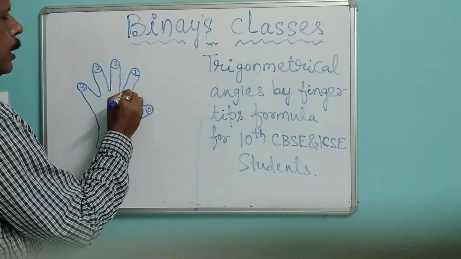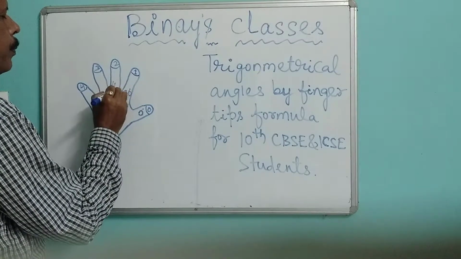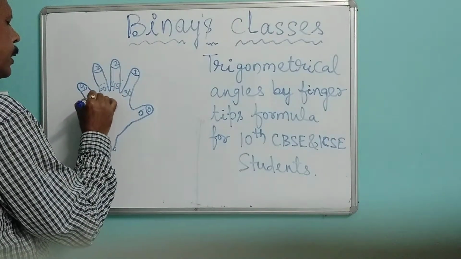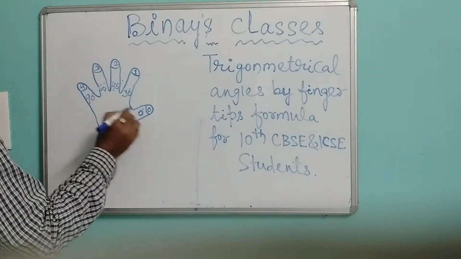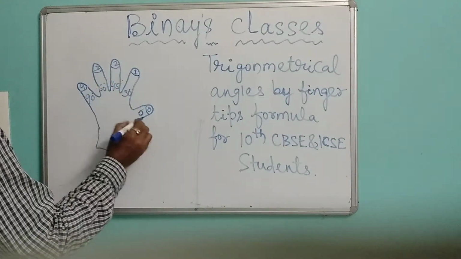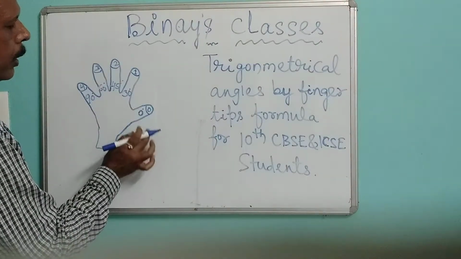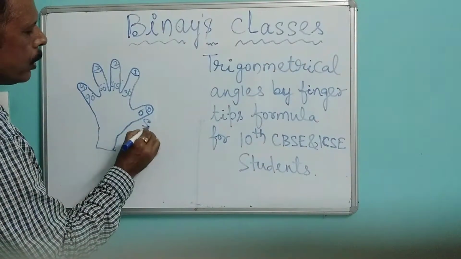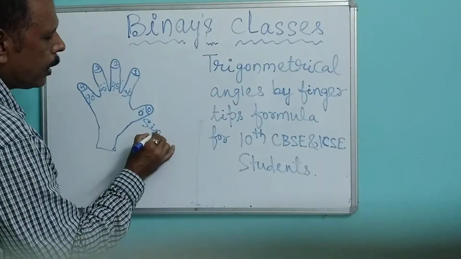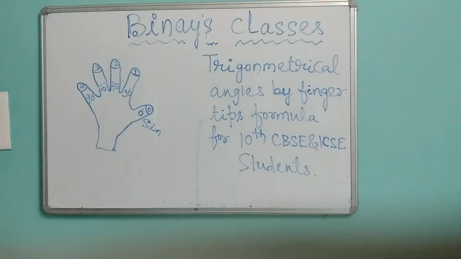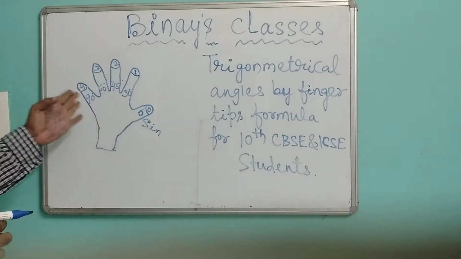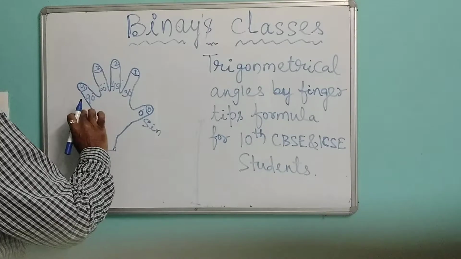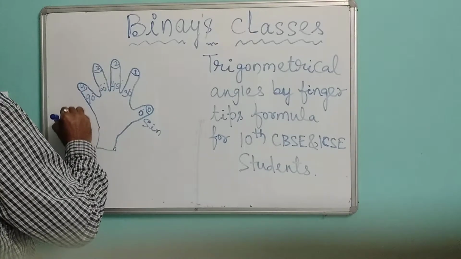Then comes 30 degree, 45, 60 and 90. Why am I writing this 0, 30, 45, 60, 90? This is from the thumb side upward. It will be calculated only for sine, the angle measurement of sine. That is sine 0, sine 30, sine 45, sine 60, sine 90. And from the opposite side, from the small finger, we will calculate cos.